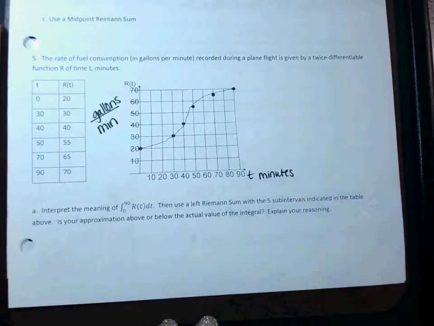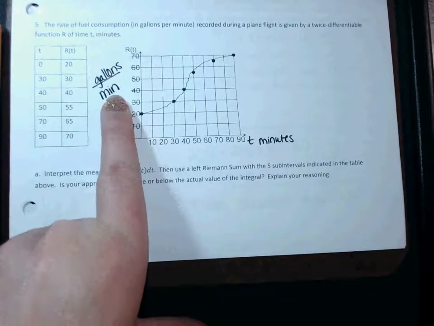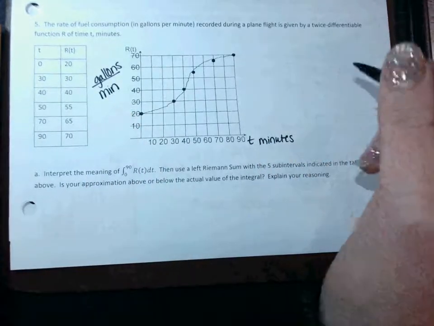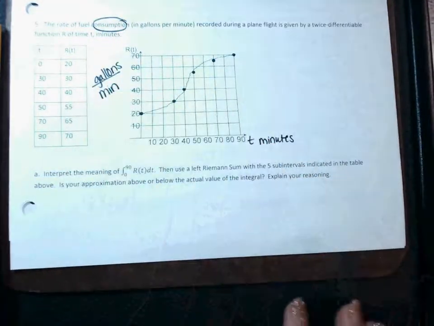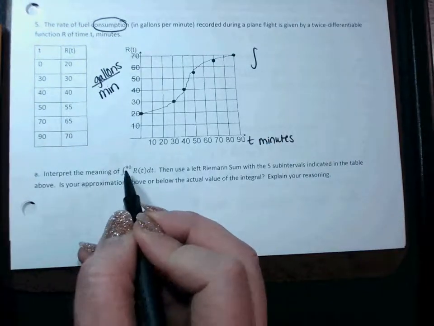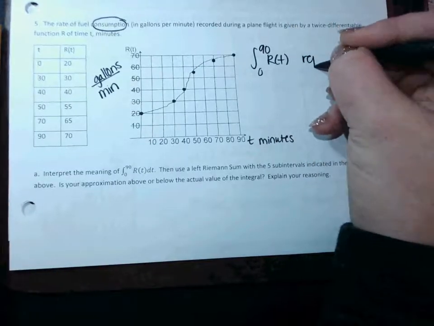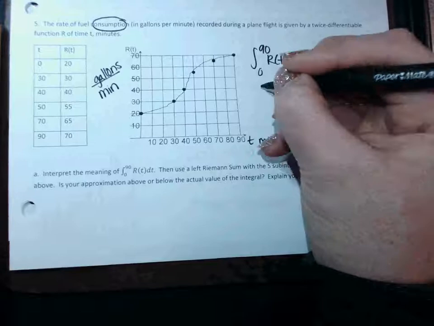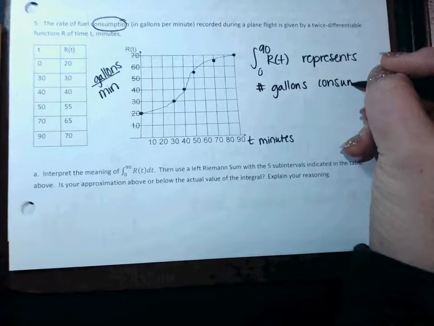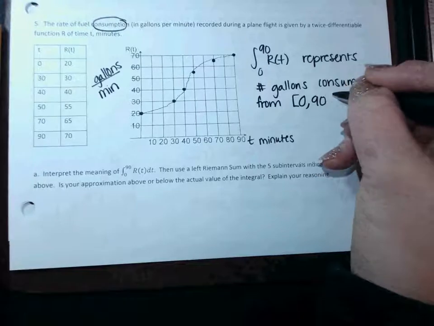Okay, first question, and this is an actual AP question. Interpret the meaning. If I multiply gallons per minute by minutes, what's left over? Gallons. Gallons that were what? Consumed. Very good. So the integral from, what is it asking us to take right here? 0 till 90 of R of t represents the number of gallons consumed. Now, when were they consumed? From 0 to 90 what? Minutes. Very good.